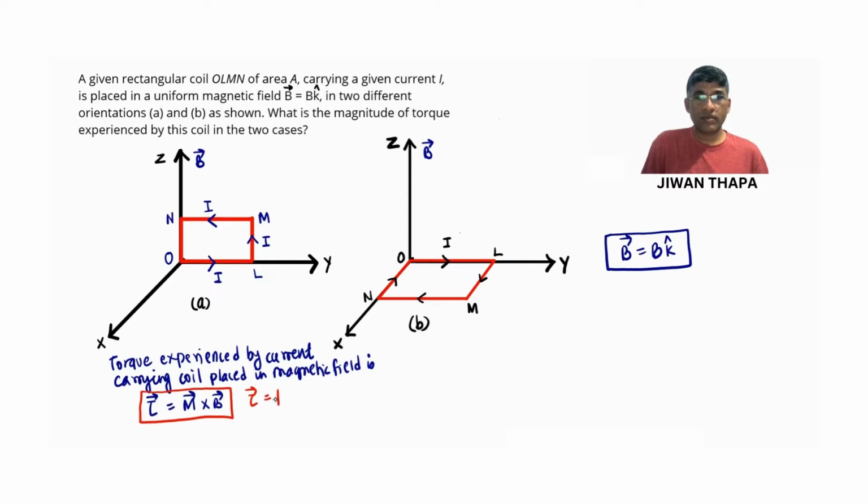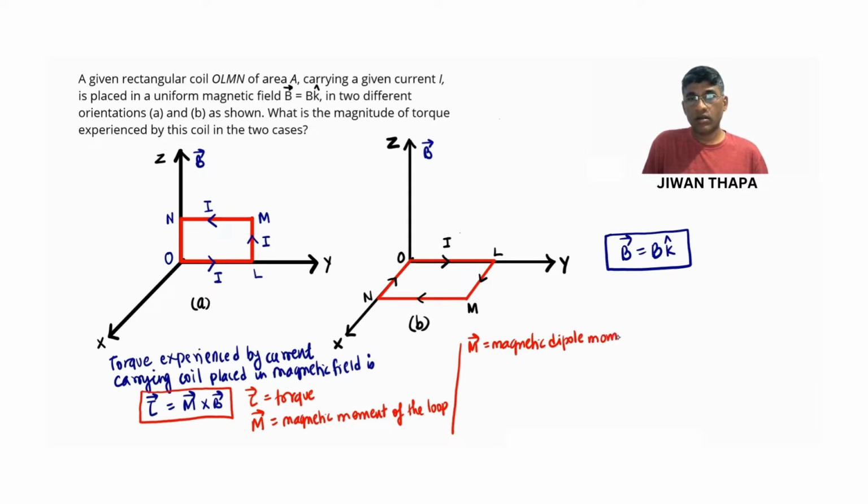So this is torque, and vector M is the magnetic moment of the loop, or it is also called the magnetic dipole moment of the loop.